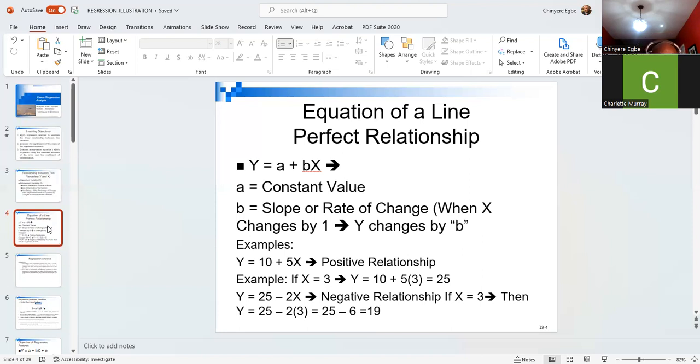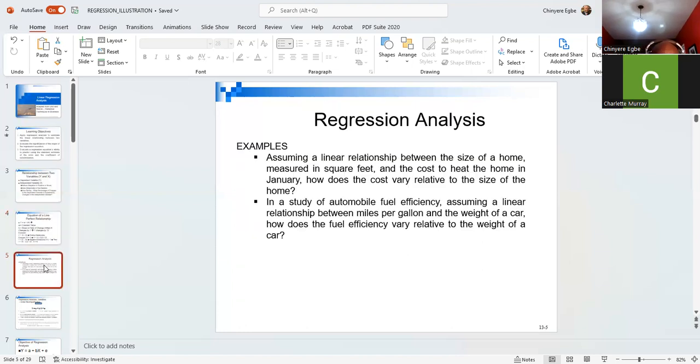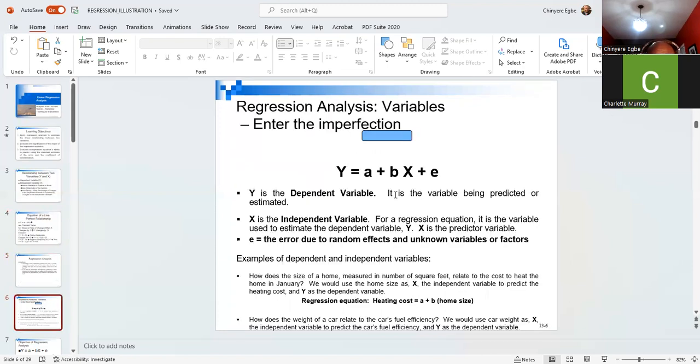So now the next question is, how do we find what B is? That is the 5 and minus 2 that we see there. How do we get to them? Before we get to them, here's an example that I already talked about, okay? So here is the way we specify the relationship we already talked about. Like I said, y is the dependent variable, x is the independent variable, and x is called a predictor variable.